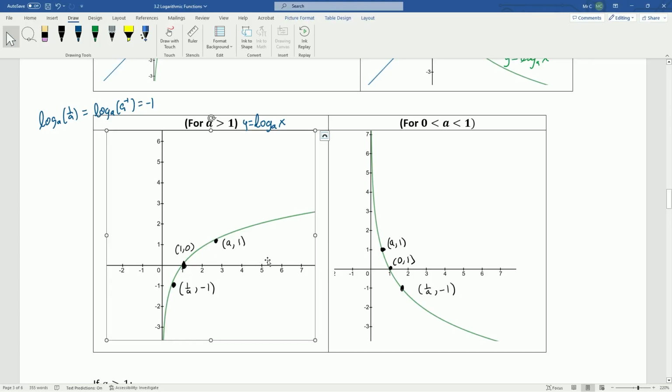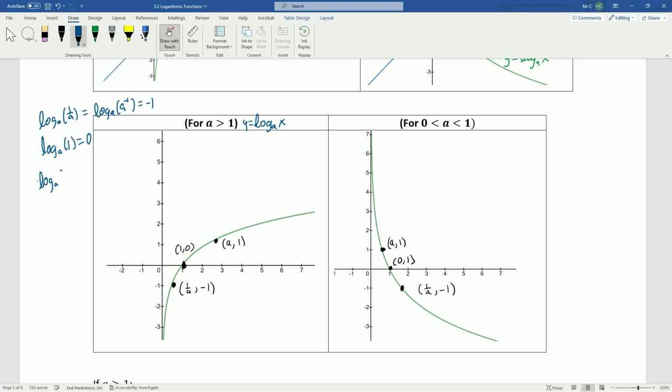Okay, so when I plug in 1 over a as my input, my output is -1. That's just log properties, right? And when I plug in 1, well, we saw earlier, log base a of 1 is 0. That's that point. And log base a of a is 1. That's that point. So those are always going to be the three key points that you plot for your logarithms. They're just the inverse points for the exponential key points.